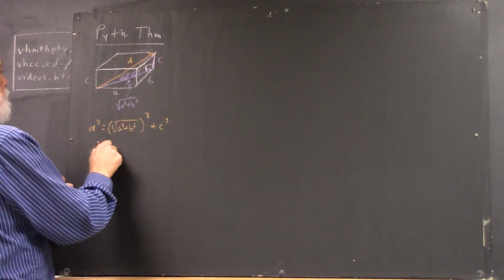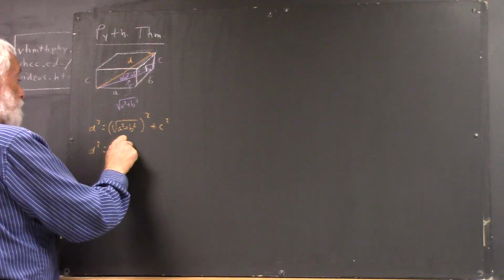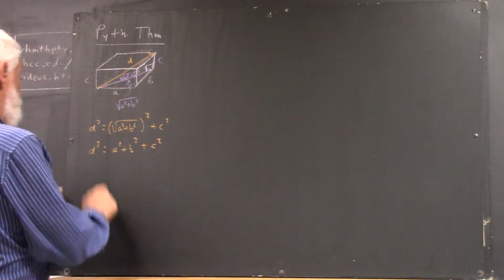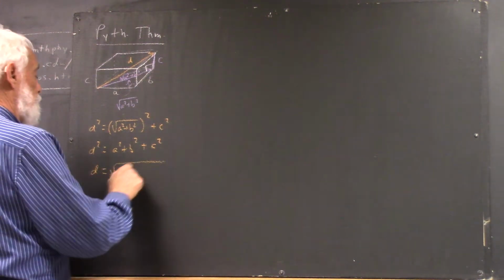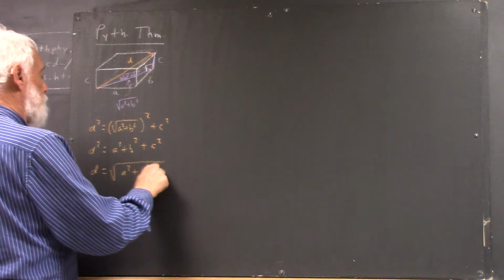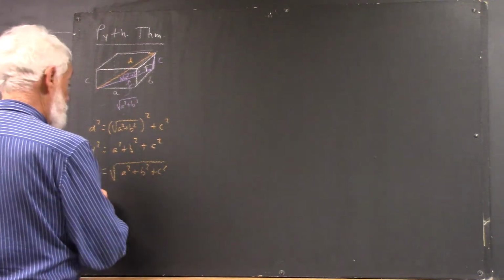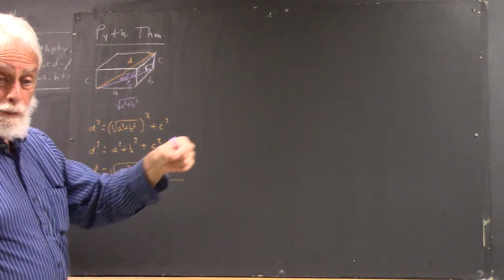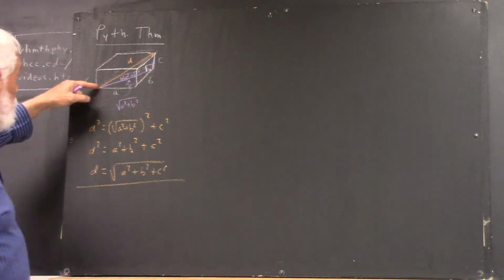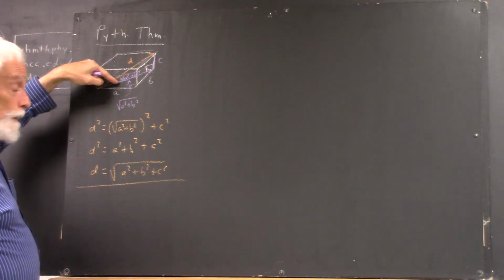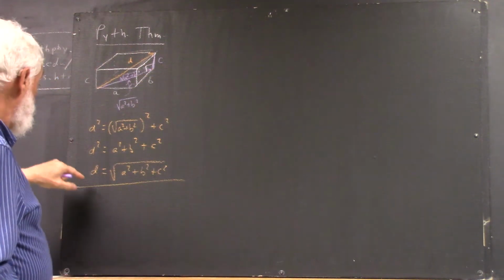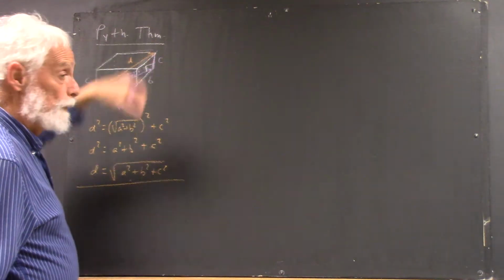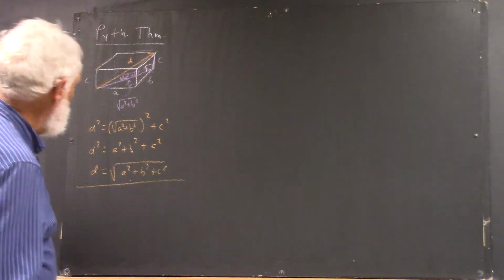So D squared equals, well, square root of A squared plus B squared, squared is just A squared plus B squared. To that we add C squared. So D is the square root of A squared plus B squared plus C squared. So the Pythagorean theorem in 2 dimensions, the square root of A squared plus B squared, which we used to find the length of this purple vector, now extends to 3 dimensions. We just add the square of the third leg, if you wish.